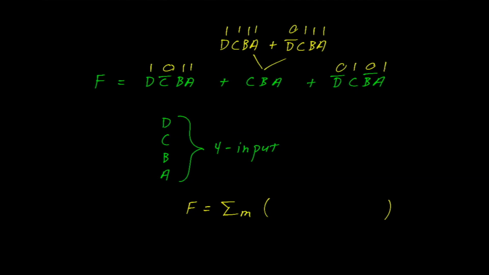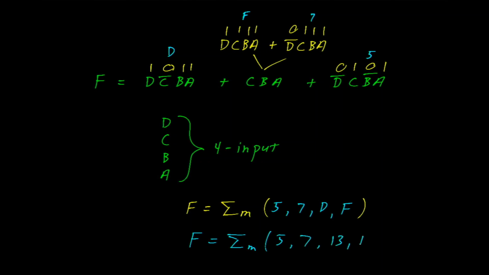If you have your note card converter handy, 1, 0, 1, 1 is a D in hex. 1, 1, 1, 1 is an F. 0, 1, 1, 1 is a 7. And 0, 1, 0, 1 is a 5. So the compact sum of minterms would be 5, 7, D, and F. Or I suppose you could also write it as F is equal to the minterms of 5, 7, D is 13, and F is 15.